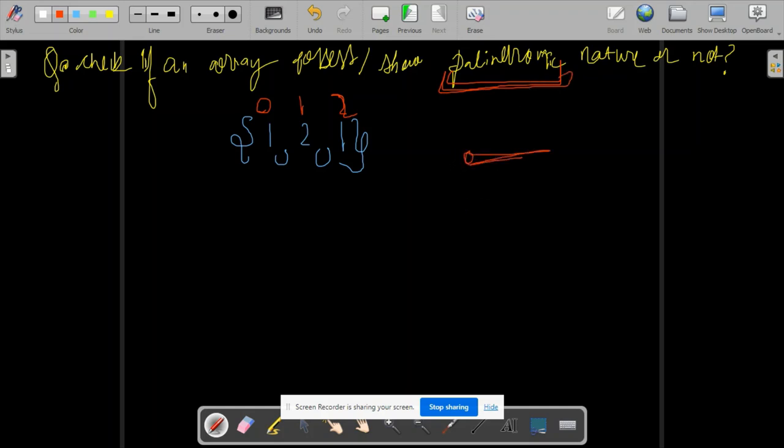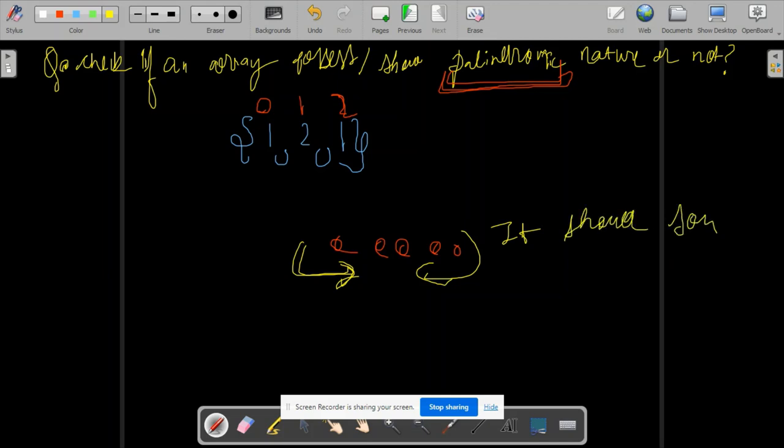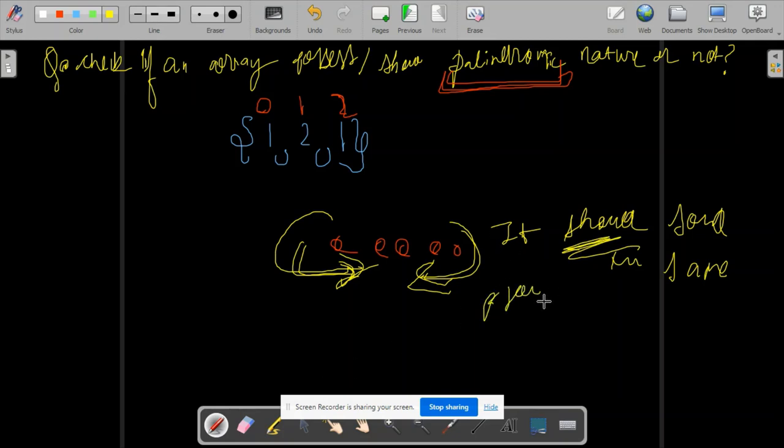Palindromic is, suppose this is a string, some name. Palindromic means if you are reading it from here or you are reading it in reverse order, it should sound the same. If you are reading it from end to start or start to end, it should sound the same. It should be pronounced the same. How you pronounce it should be the same, and spelling should also be the same.